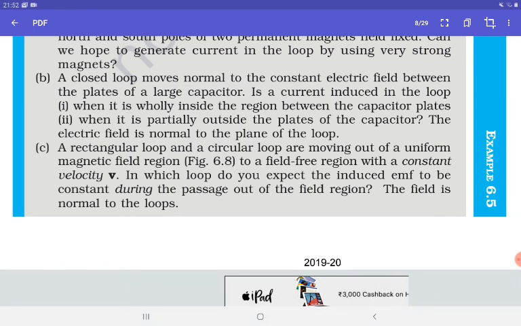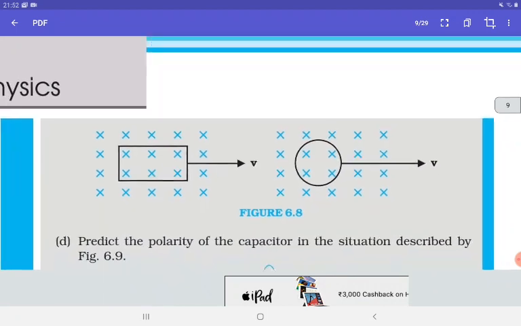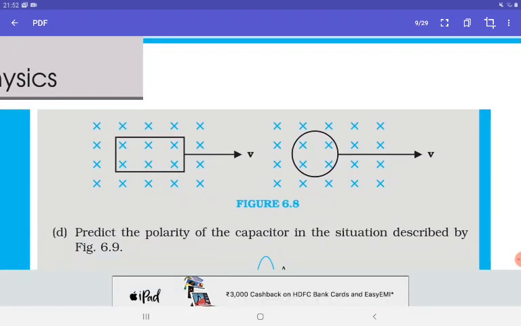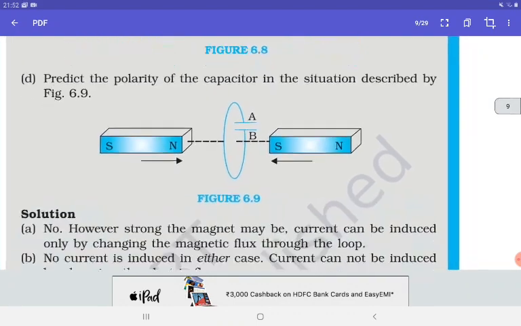A rectangular loop and a circular loop are moving out of a uniform magnetic field region to a field-free region with a constant velocity v. In which loop do you expect the induced EMF to be constant during the passage out of the field region? The field is normal to the loops. So here we are having figure 6.8 and the D. Predict the polarity of the capacitor in the situation described by figure 6.9.